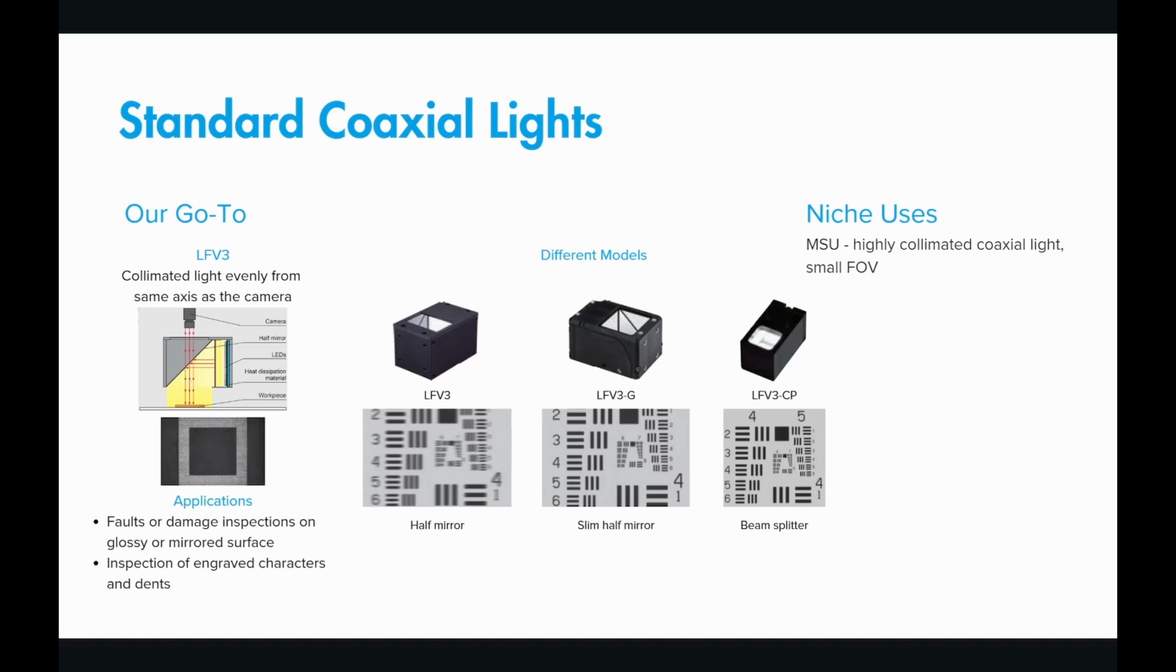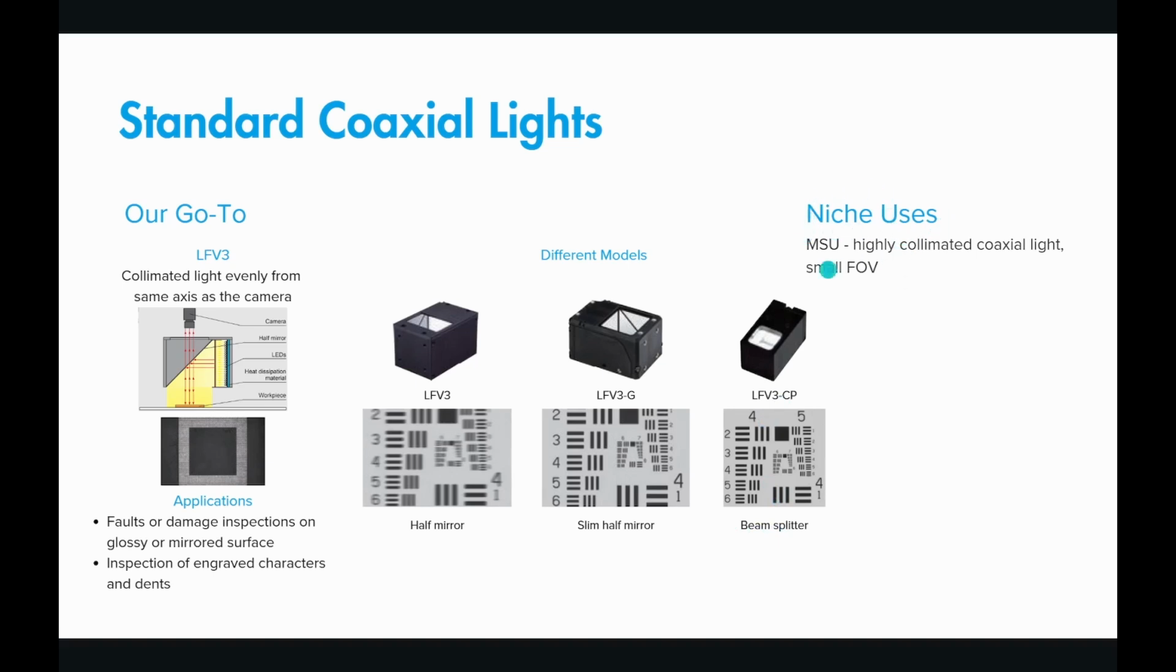There is a description of that in the catalog if you're interested in learning more. But to solve that problem, we have the LFV3G, and that just has a slimmer half mirror to give you more clarity and not have that ghosting problem. For very small and high resolution applications, we have the LFV3CP, and this actually uses a beam splitter instead of a half mirror. So you have really a lot of clarity and high resolution and a small field of view.